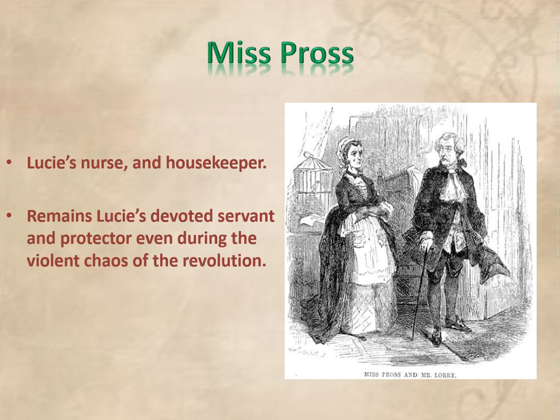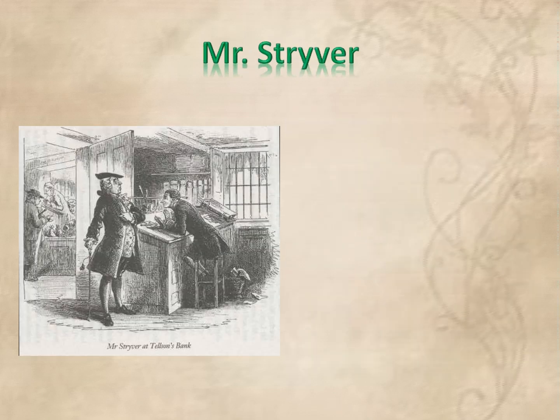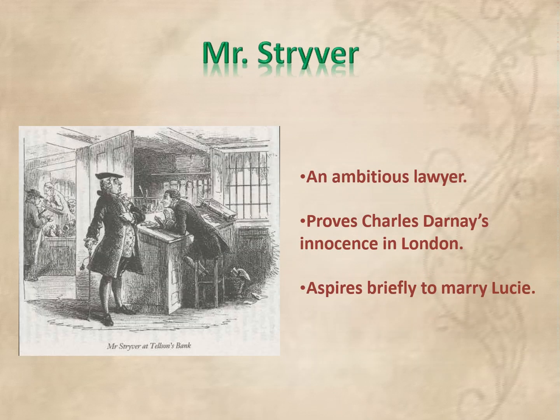Miss Pross. Miss Pross is Lucy's nurse and housekeeper. She remains Lucy's devoted servant and protector even during the violent chaos of the Revolution. Mr. Stryver. Mr. Stryver was an ambitious lawyer. He proves Charles Darnay's innocence in London. He aspires boldly to marry Lucy.